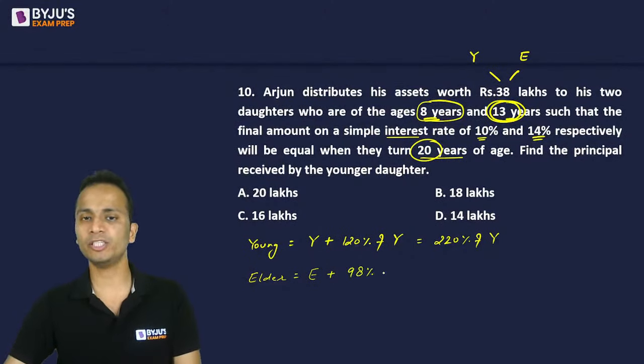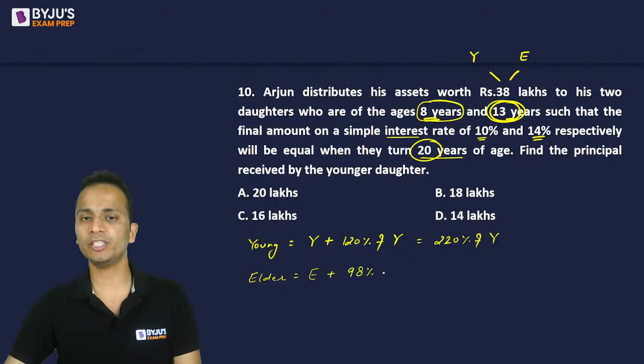198 divided by 220 is the ratio in which the initial money, 38 lakhs, was divided. This ratio comes out to be 9 upon 10. Okay, so what you can do is divide 38 lakhs in the ratio 9 is to 10.